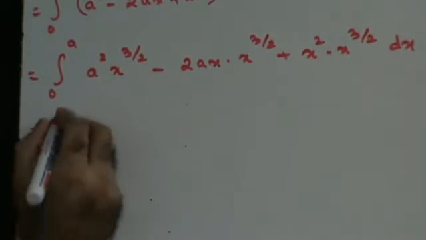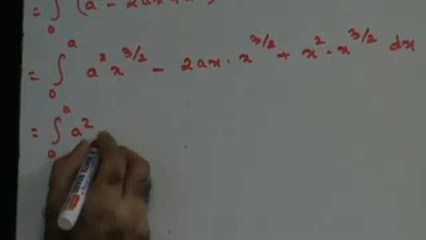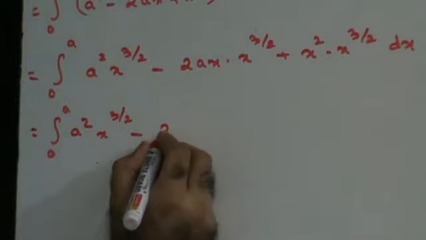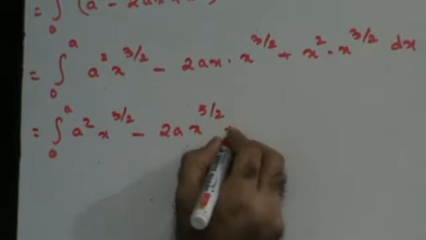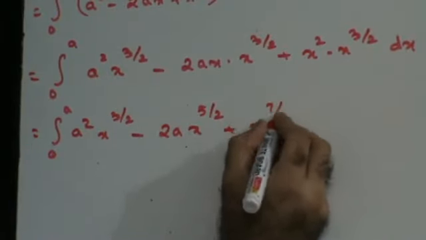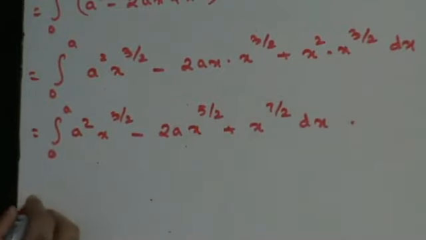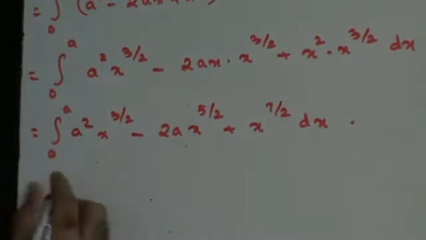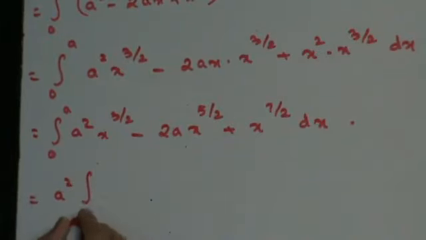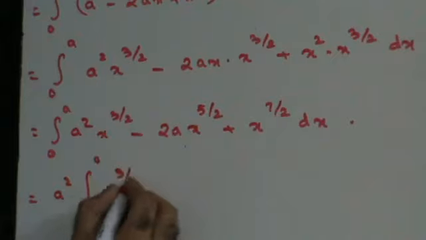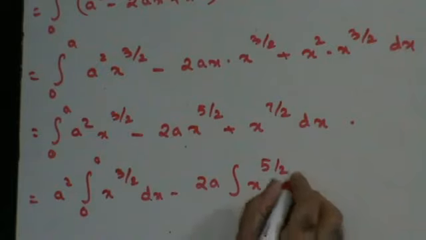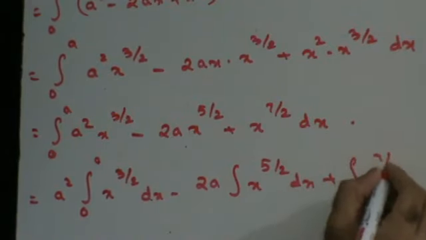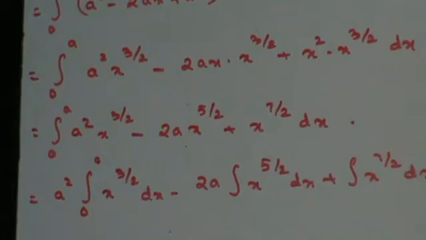This can be written as integral of 0 to a, a square x raised to 3 by 2 minus 2a x raised to 1 plus 3 by 2, that is 5 by 2, plus x raised to 4 plus 3 by 2, that is 7 by 2, dx. I can take the constants out and split the integral: a square integral of 0 to a x raised to 3 by 2 dx minus 2a integral of x raised to 5 by 2 dx plus integral of x raised to 7 by 2 dx.